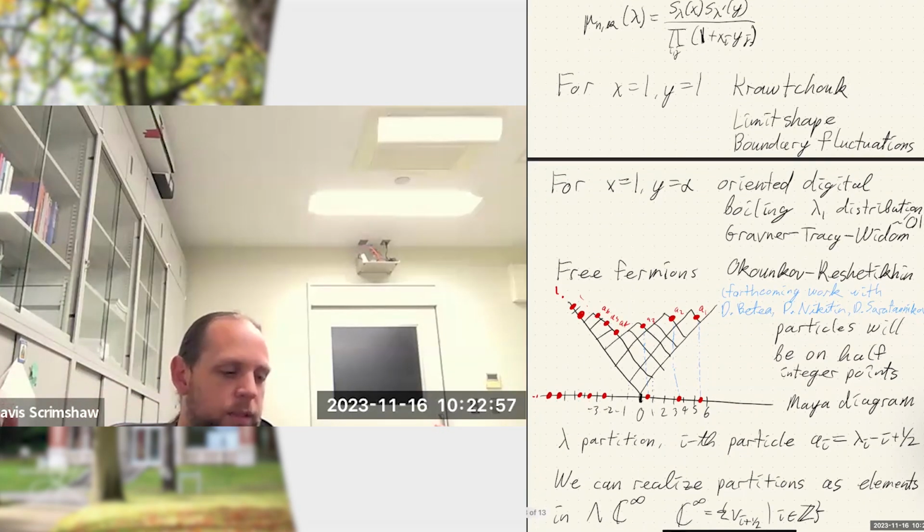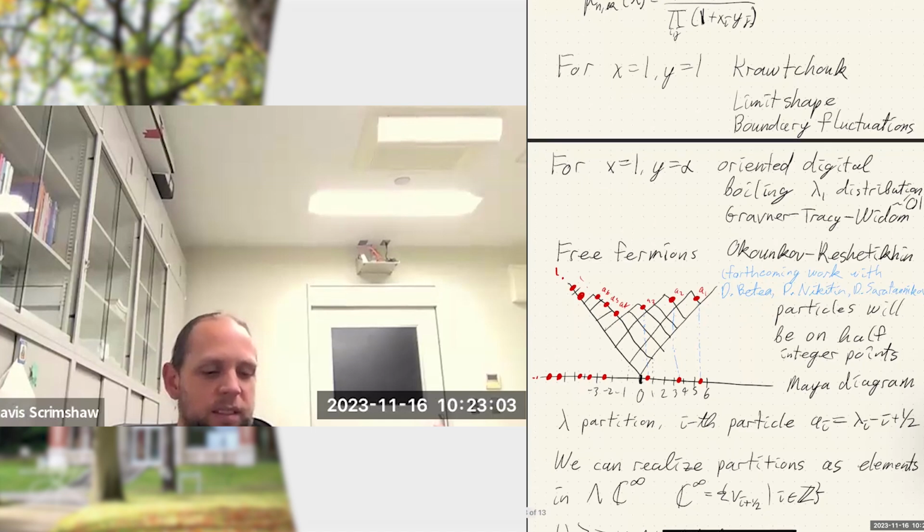But another case that's been studied is when x is equal to 1 and all of the y's are equal to alpha, a fixed constant alpha. This process is known as oriented digital boiling, if you study how the longest row of the partition is fluctuating. This was done by Grosvenor, Tracy, and Widom in 2001.